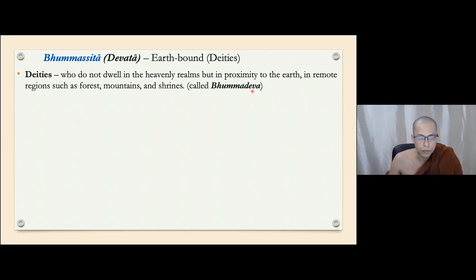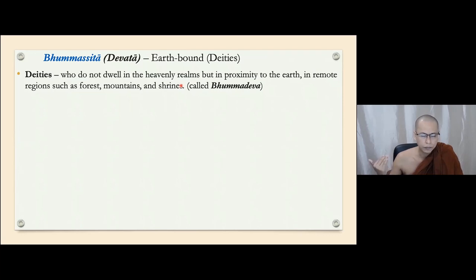Especially in remote regions, places not occupied by human beings, their mansions exist but are unseen by human eyes. Sometimes they are in forests, mountains, and in shrines that man makes. They are called Bhumadeva. And also sometimes their residence depends on a tree, etc. They are called the Rukkha Deva. So Bhuma Deva, Rukkha Deva.